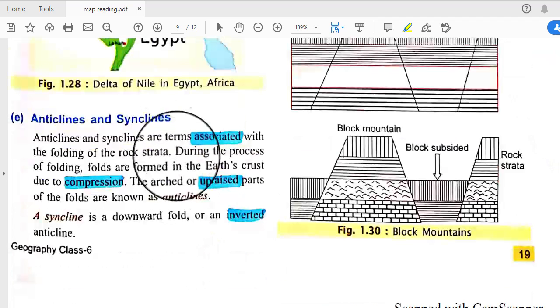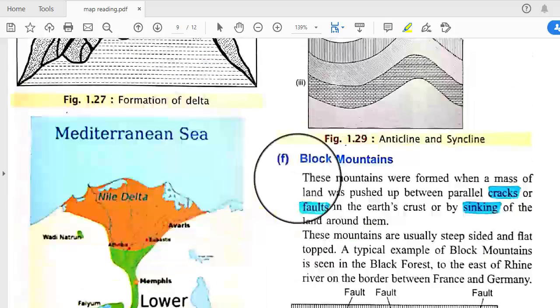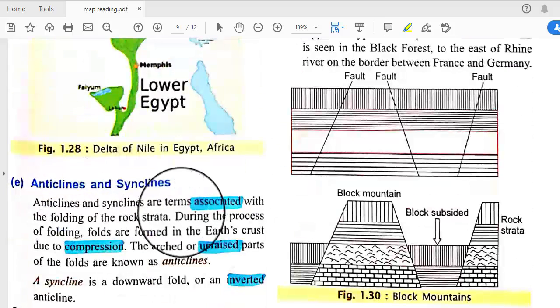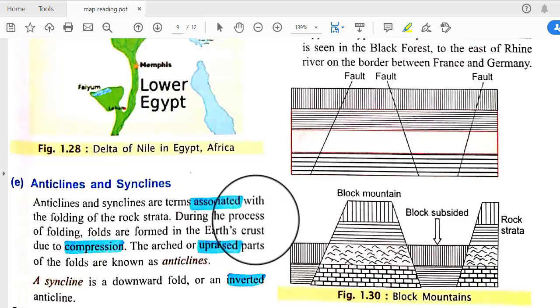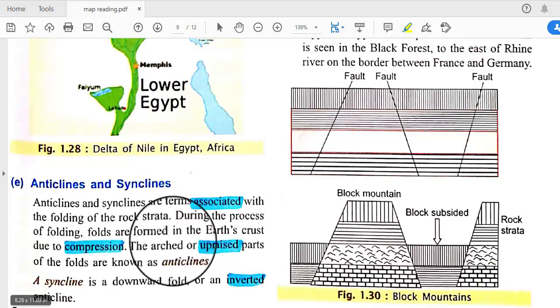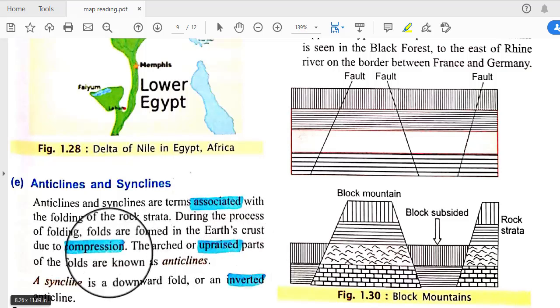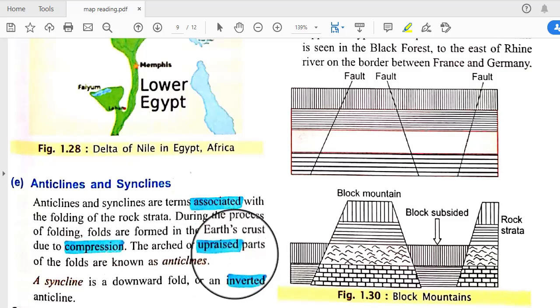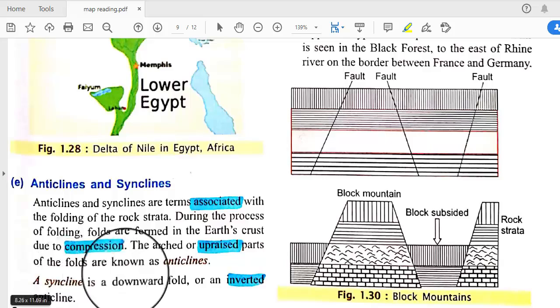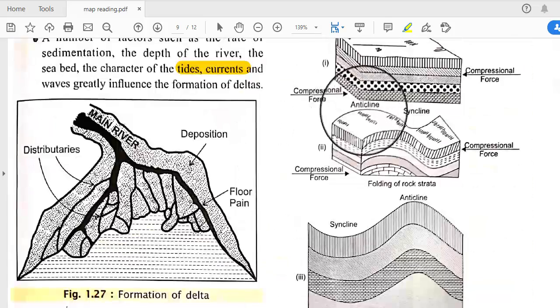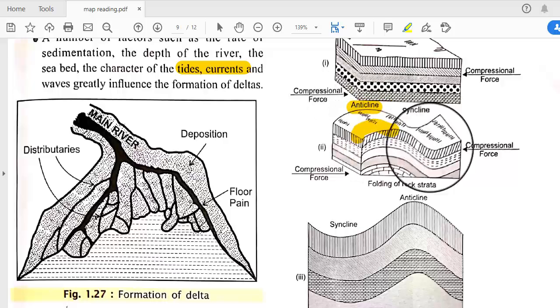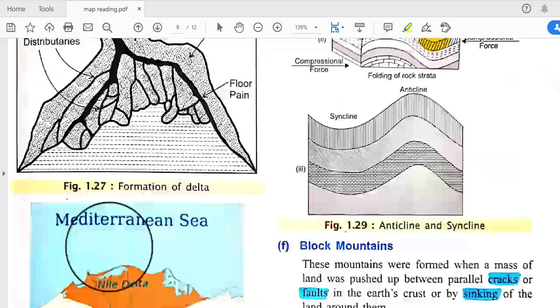And anticline and syncline. What are anticline and syncline? Anticlines and synclines are terms associated with the folding of rock strata. During the process of folding, folds are formed in the Earth's crust due to compression, and the upraised parts of the folds are known as anticlines. So in a fold, the part situated on the upward side is called an anticline, and the downward side is called a syncline.